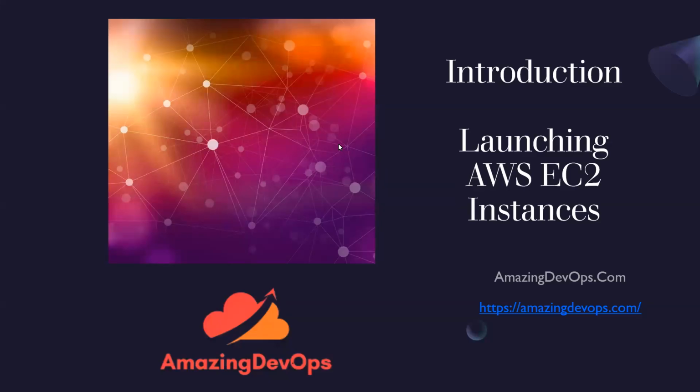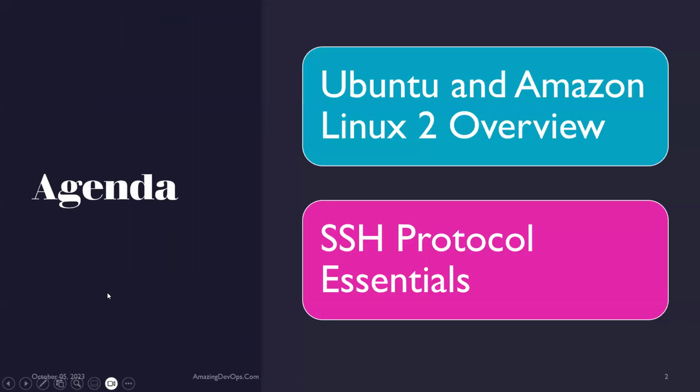Welcome to this video. We are going to be focusing on how to launch an AWS EC2 instance. This is the agenda for today: we're going to be looking at Ubuntu and Amazon Linux too. These are two different operating systems. We are also going to be looking at the SSH protocol and what it means.